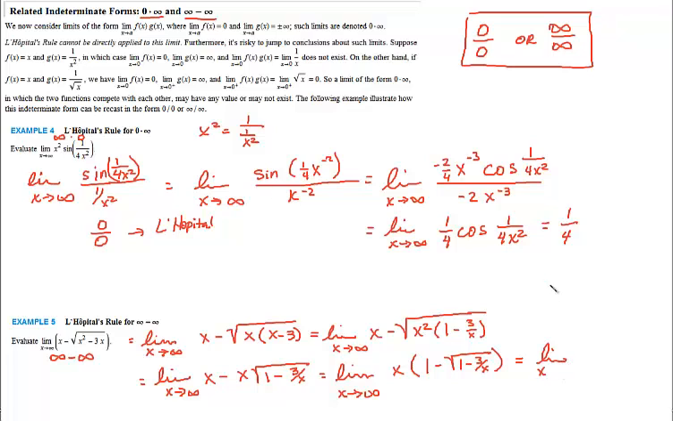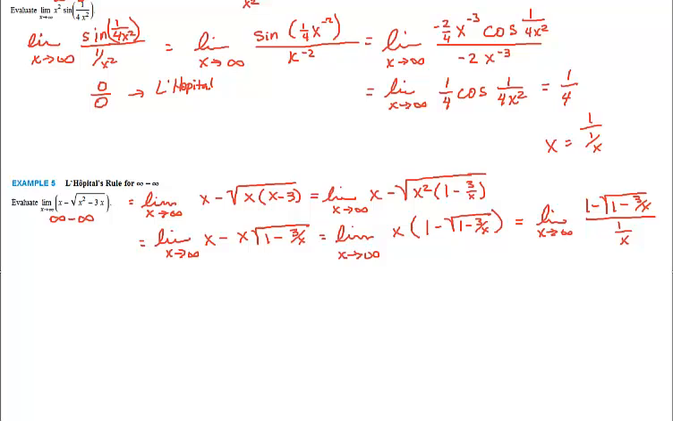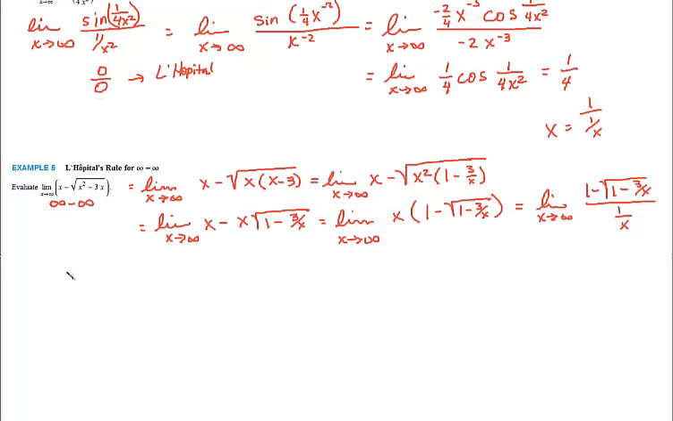I will say that x is 1 over 1 over x, and I will have 1 minus 3 over x in the numerator, and then the denominator will have 1 over x. In this case, that goes to 0. I have a 1 minus 1, so I have a 0 in the numerator and a 0 in the denominator. Oh man, I can now use L'Hopital's rule. So 0 over 0, I can use L'Hopital.